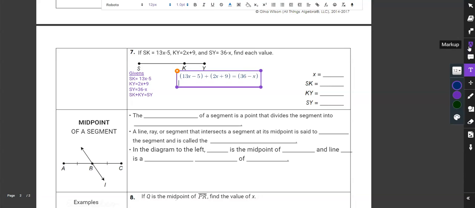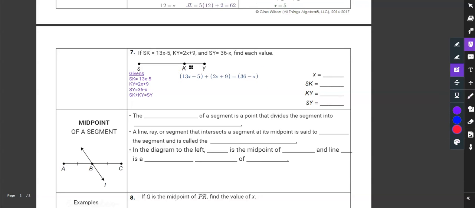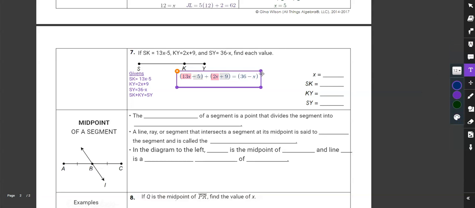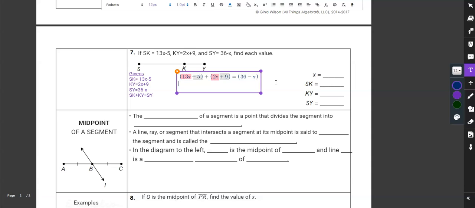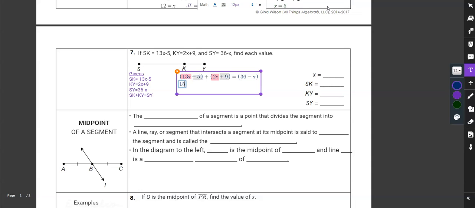From here again, I'm going to combine like terms first. My like terms on the left-hand side are 13x and 2x, and then I have negative 5 and positive 9. So we're going to combine those like terms. 13x plus 2x is 15x, and negative 5 plus 9 is positive 4. And that's going to be equal to 36 minus x.